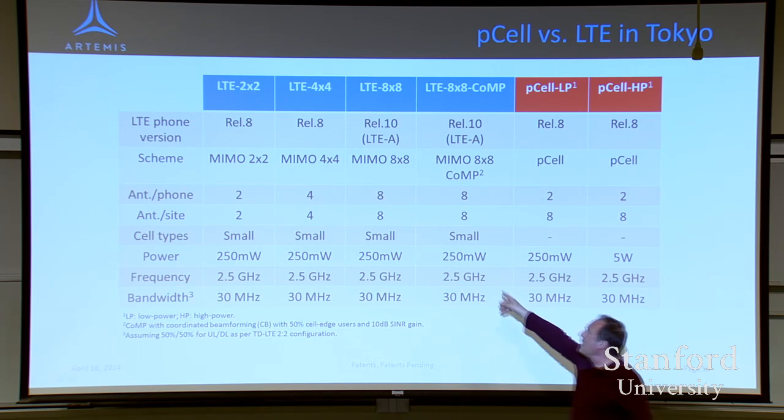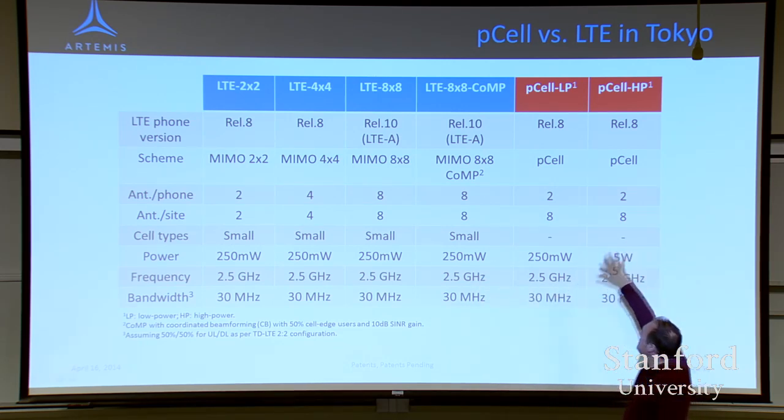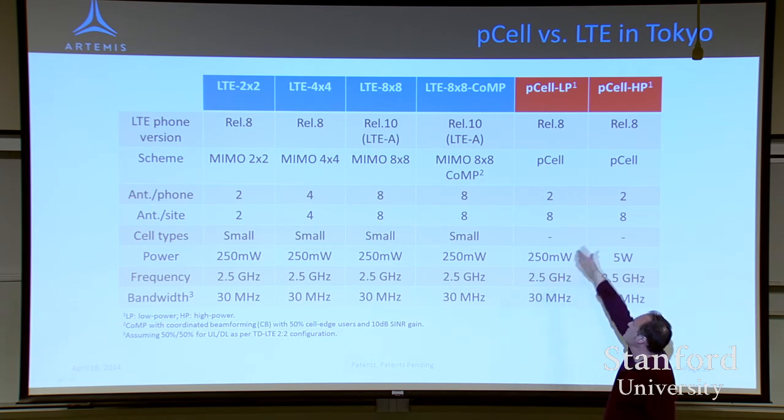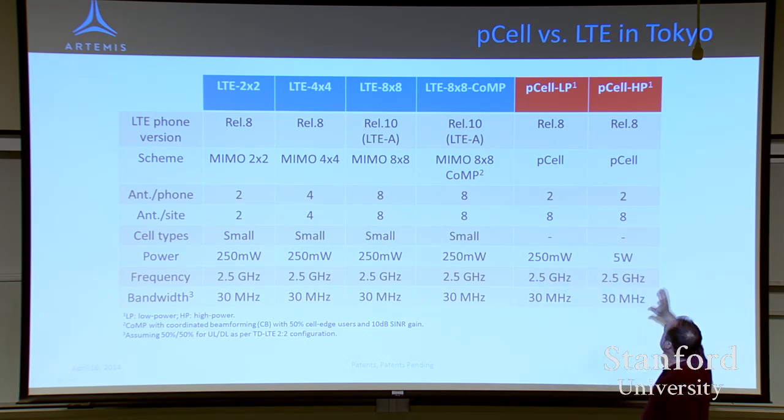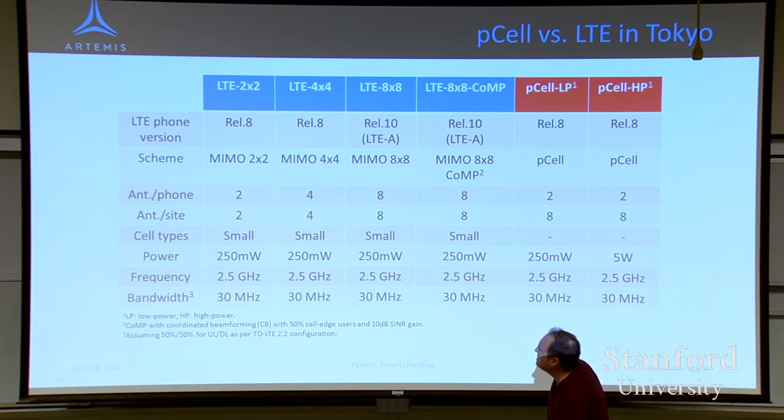So it's kind of like Wi-Fi, okay? And with pCell, we do model 250 milliwatts, but we only do it with a real phone, one that exists today, a 2-antenna phone. And then we also, because we model it, what would we do if we had 5 watts, okay? Because we can overlap, all right? And so again, it's very telling.